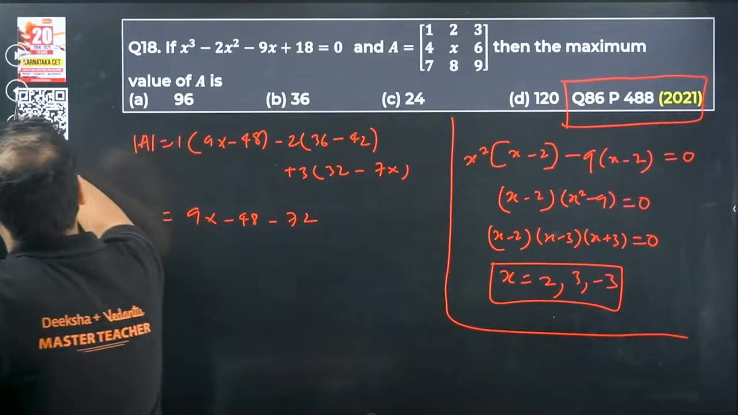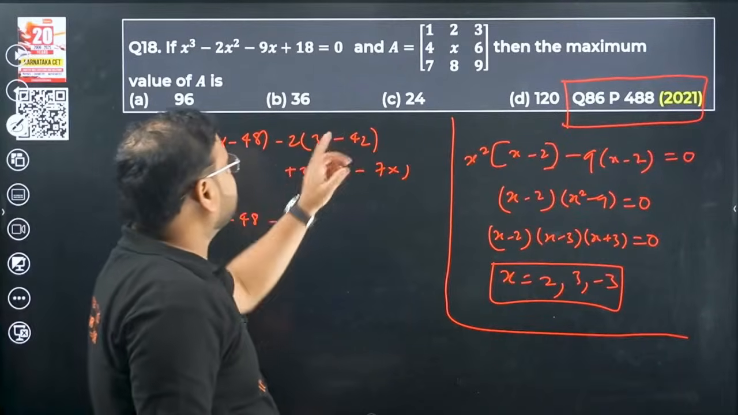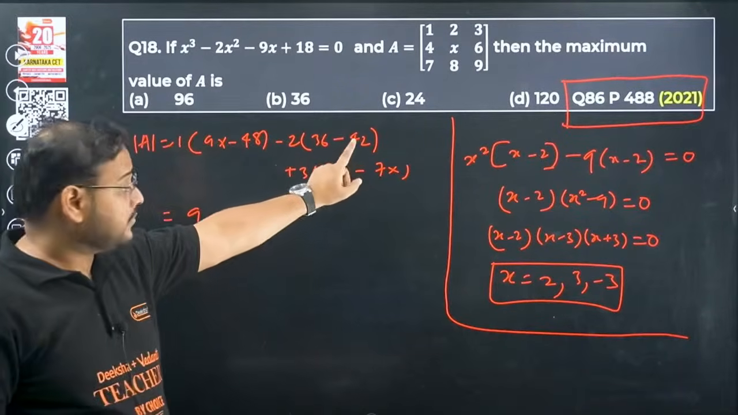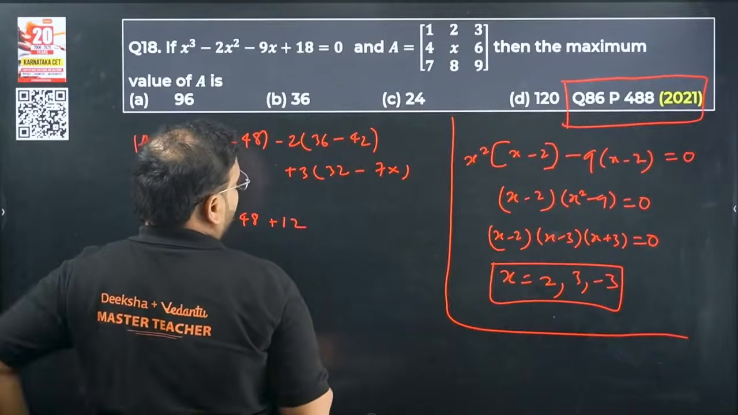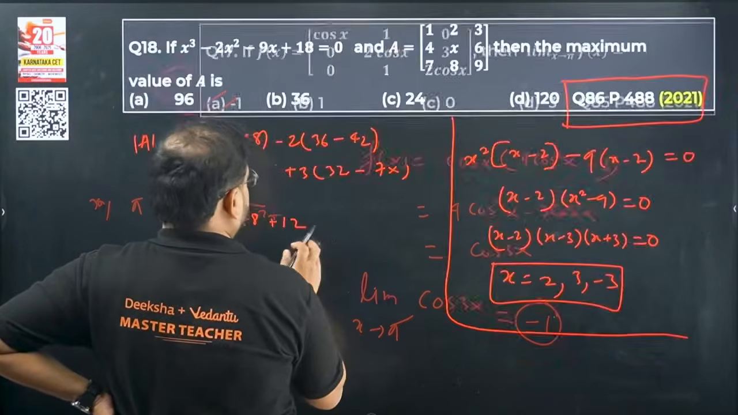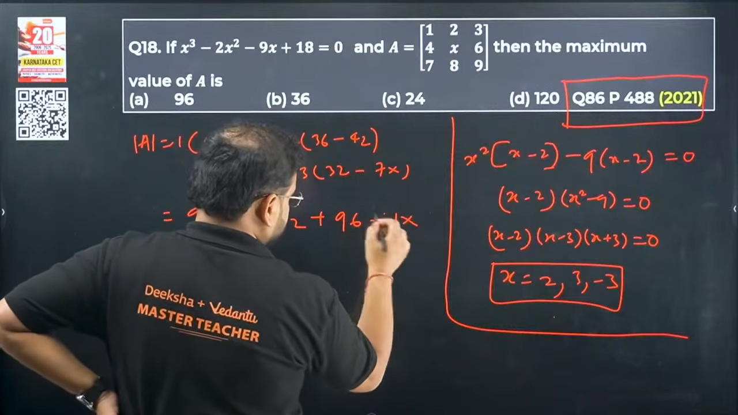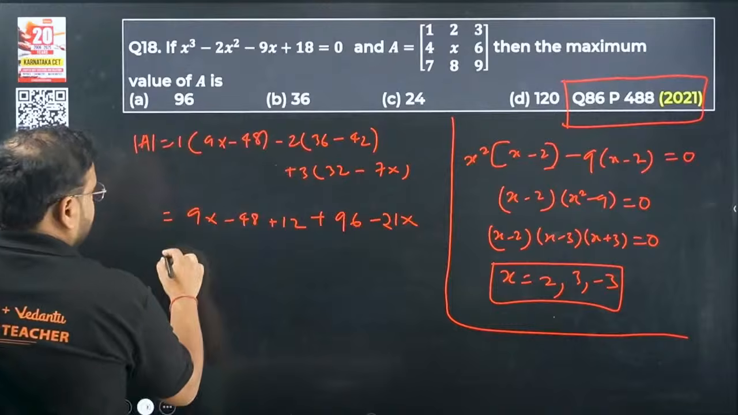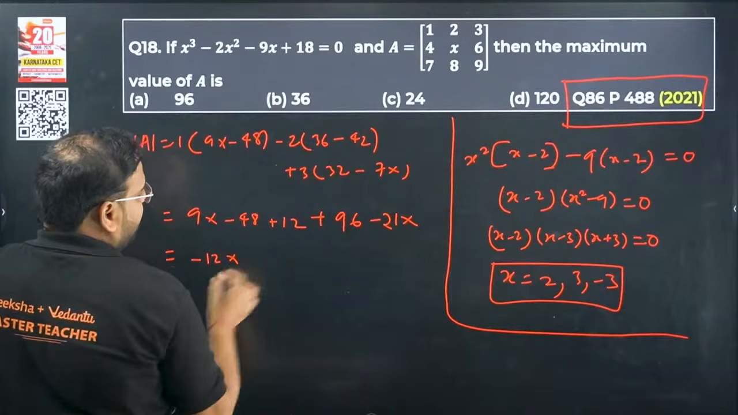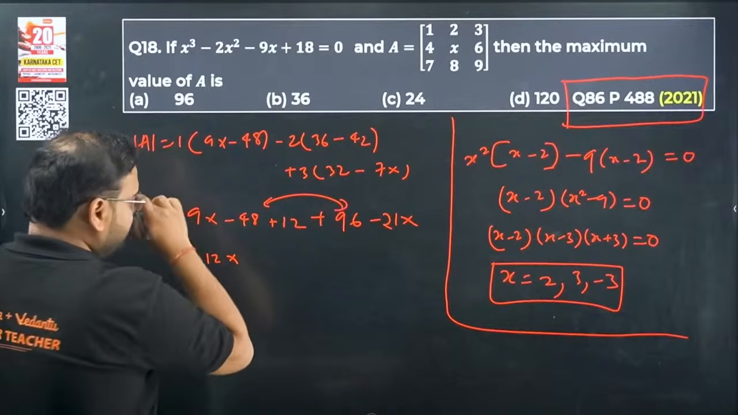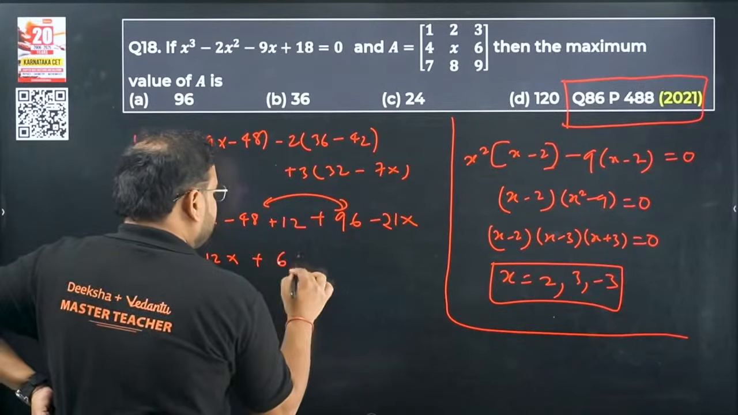Excuse me. 36 minus 42 will be how much? Minus 6, no? This is minus 6 into minus 2, so plus 12. And this will be 96 minus 21x. The difference of these two is minus 12x. And over here, this will be 48 again. 48 plus 12 will be 60.